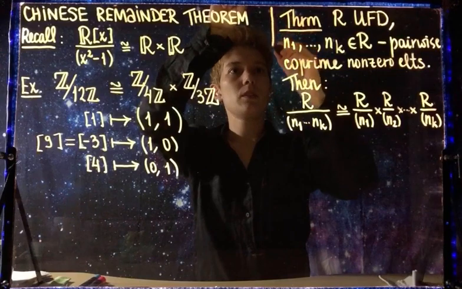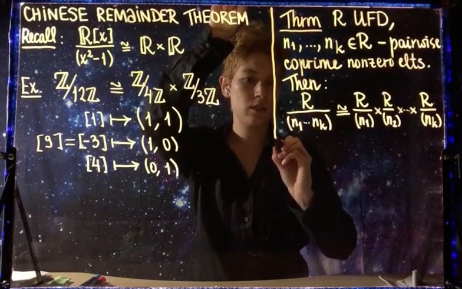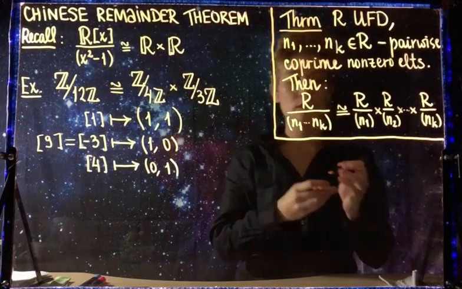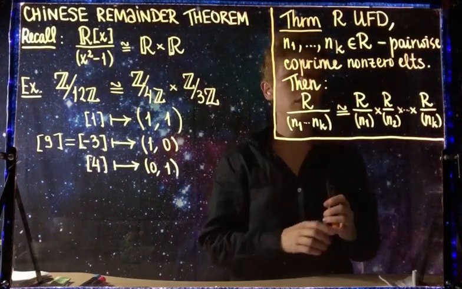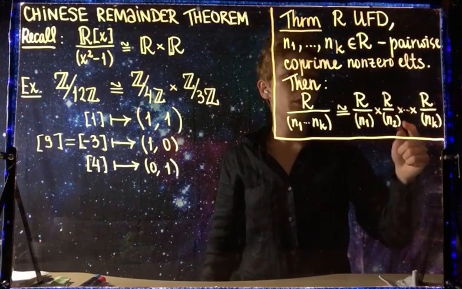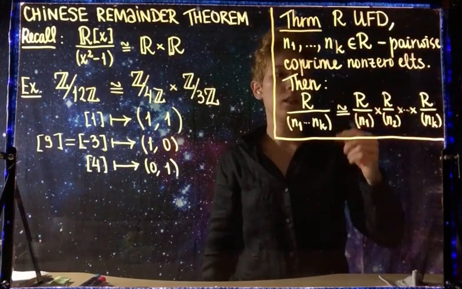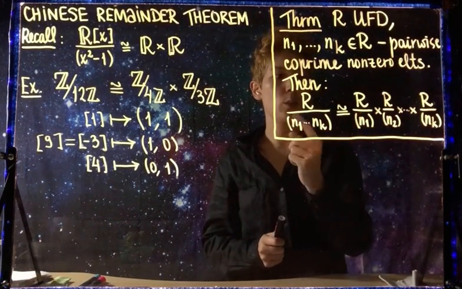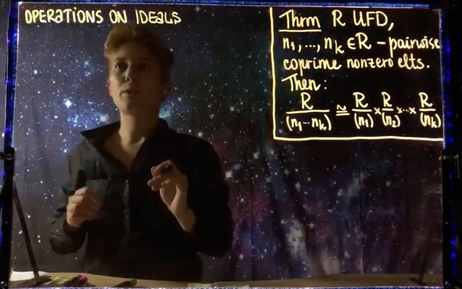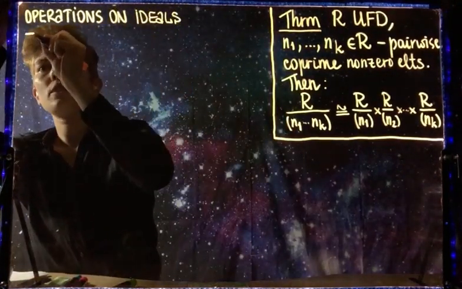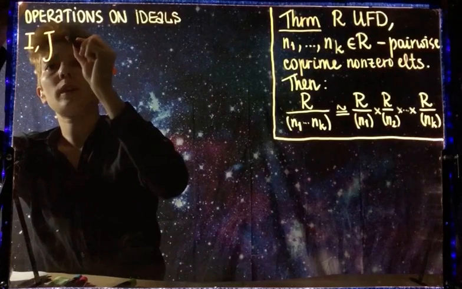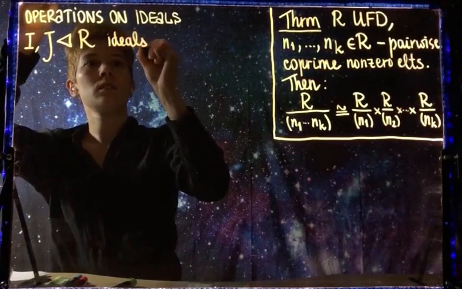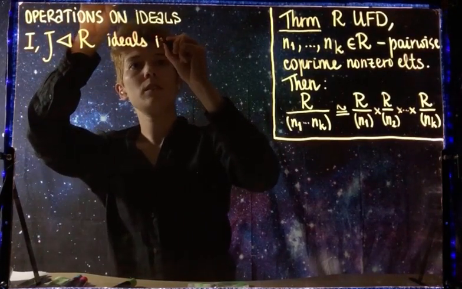In order to prove this, I will first formulate a lemma which will seem a bit more general than this statement. But nevertheless, I will use this lemma to inductively get this isomorphism by splitting the ni's one by one into this product. First, I need to give a couple of definitions. So let's say that we have two ideals in R, in any commutative ring.